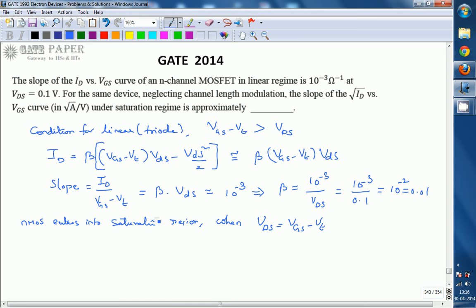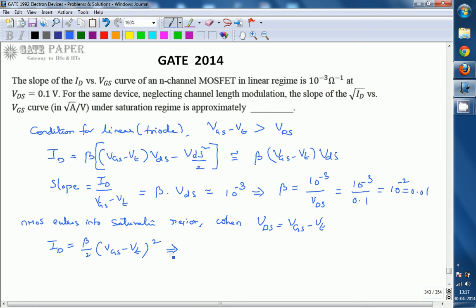So substitute this VDS value of VGS minus VT in the linear equation, the original equation without neglecting the second term. ID is equal to beta into (VGS minus VT) into (VGS minus VT) minus (VGS minus VT) whole square by 2. So this is (VGS minus VT) whole square, and from that you subtract half of that value. What you get is another half of (VGS minus VT) whole square. So that can be written as beta by 2 into (VGS minus VT) whole square.